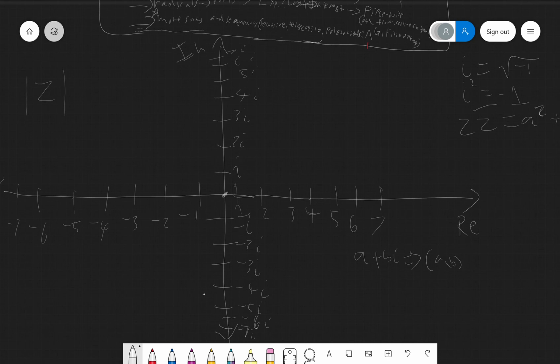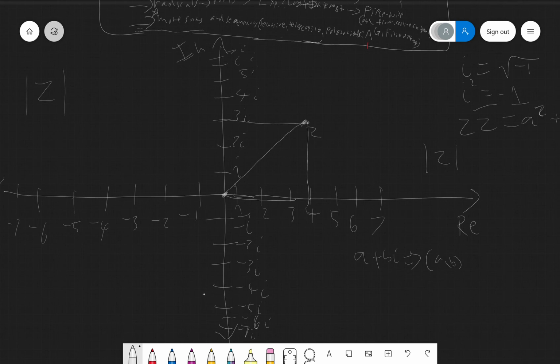Now let's say we have a point, 4 plus 3i. This is z. What is the absolute value of z, or the magnitude? That's what we call it, the magnitude of z. It's just the distance, so it's like that. How do we find that? Well, we can use our distance formula or the Pythagorean theorem to create a triangle. Either way, right?